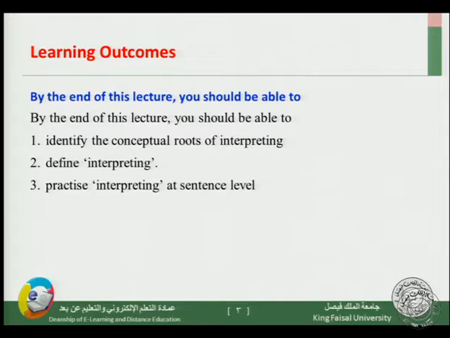And then you should be able to practice interpreting at sentence level. So these are the learning outcomes. So inshallah, by the end of this lecture, you should be able to tell your friend, look, I know the origin of interpreting. I mean, I know something about the concept of interpreting. I can define interpreting, okay? And I can interpret one or two sentences immediately, okay? These are the learning outcomes.